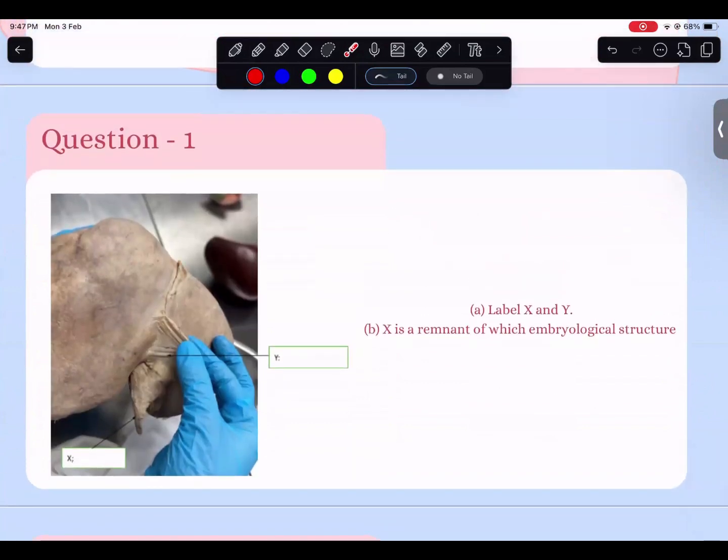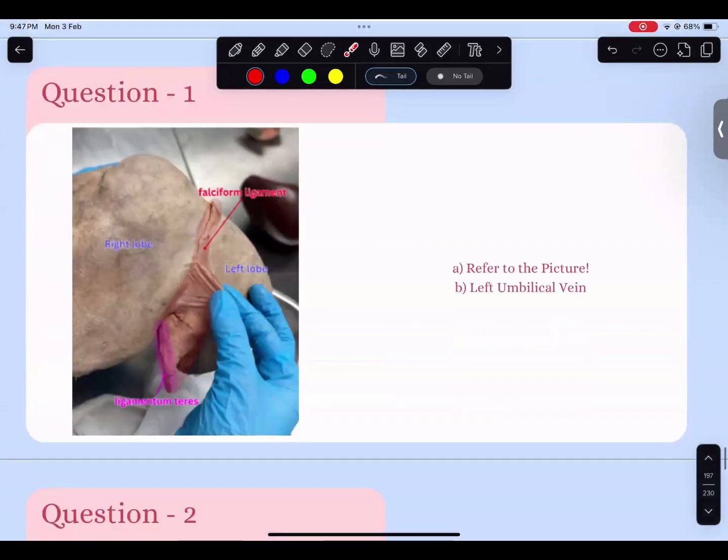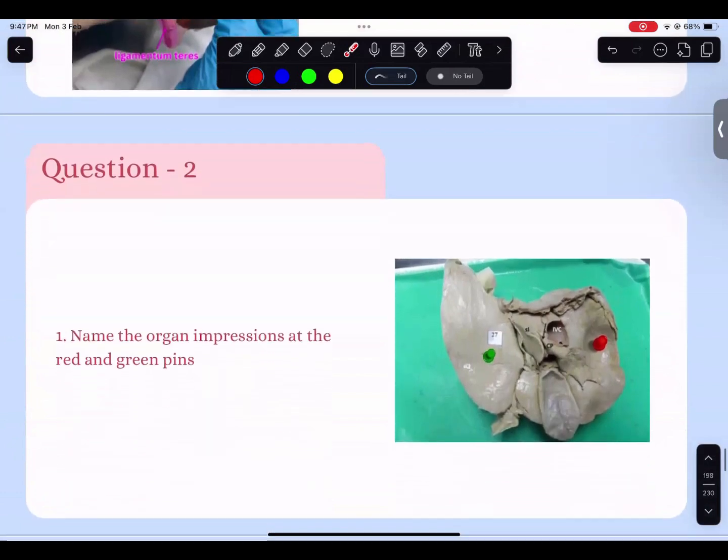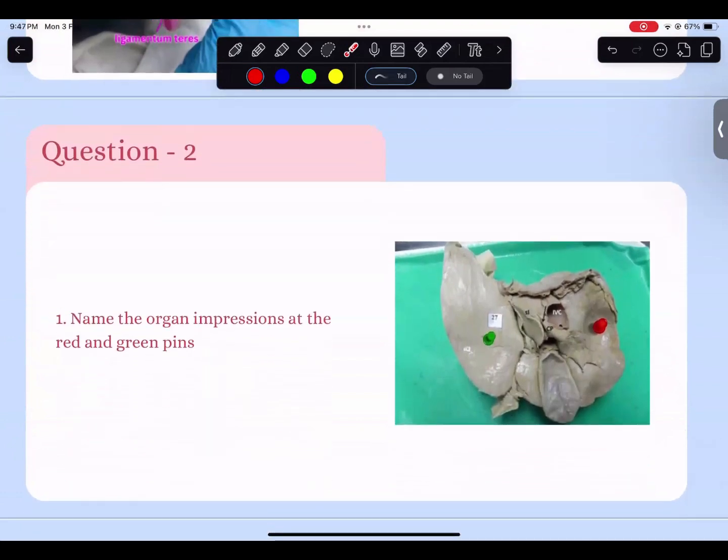Label X and Y. So this is Y, and this is X. What is X a remnant of? Be very specific. Left umbilical vein. Good job. Really important. Here, name the organ impressions on the red and the green pins. First green and then red.